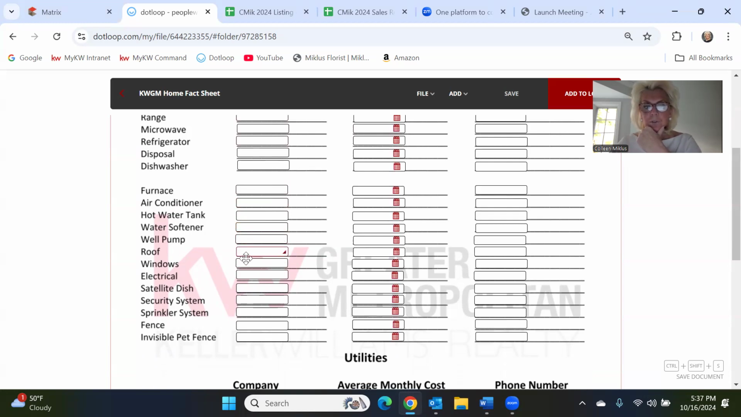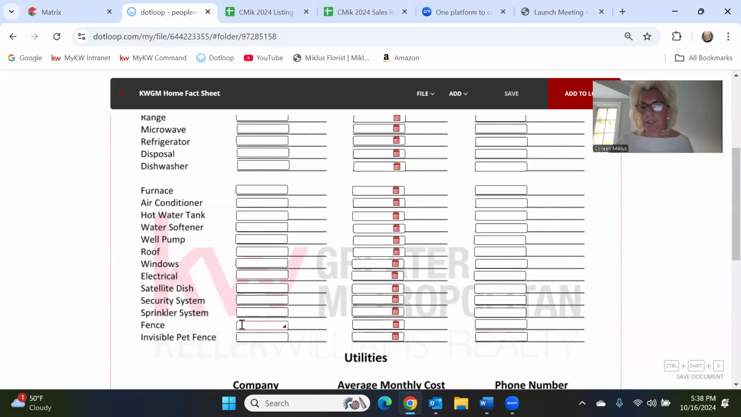Do they know the age of the roof? By chance, the age of the windows? Last time the electrical box was updated. Is there a satellite dish on the house? And if so, when was it put on? Is there a security system? Is it leased? Is it owned? And what company? Sprinkler system in the yard?